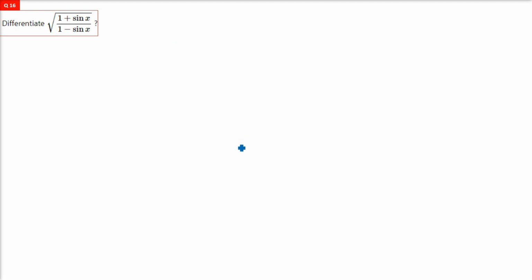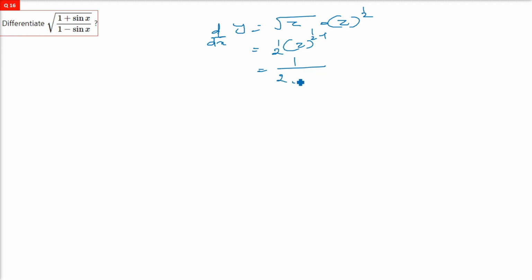Differentiate under root 1 plus sin x by 1 minus sin x. Remember I just told you that this kind of questions are going to come a lot. So if you just assume this whole content inside the under root as z, then root of z will be simply z to the power half. So half z to the power half minus 1. So half z to the power minus half. So z will come in the denominator. So 1 by 2 under root z.